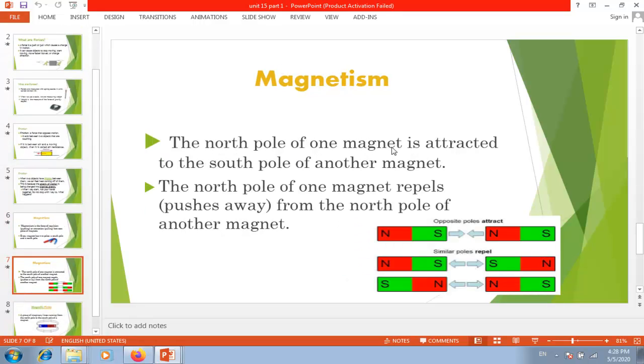The north pole of one magnet is attracted to the south pole of another magnet. Did you see? South pole and north pole attract. But south and south repel, and north and north repel each other. All of this repelling or attracting, we call it the force of the magnet.